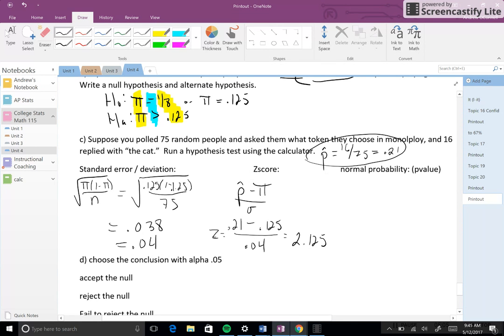0.2125. So remember, anything over 2 is pretty rare. So we should think that this is an unusual occurrence. To find out exactly how unusual, we find the normal probability p-value, which is normal CDF.